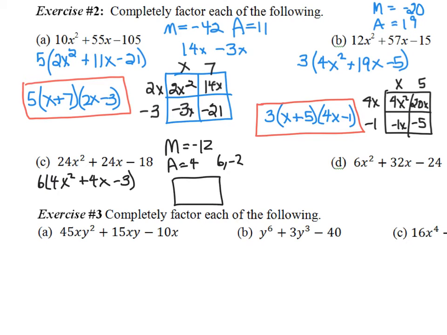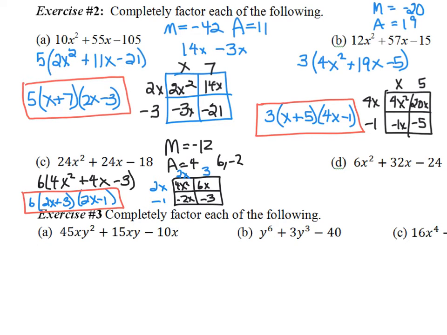So go ahead and make your box. I've got to kind of fit it in here, so it's going to be little. 4x squared, 6x, negative 2x, and negative 3. For my top row, I'm going to factor out a 2x. Bottom row, negative 1. First column, 2x. Second column, 3. So my factors are 6 times 2x plus 3 times 2x minus 1. There are my factors.